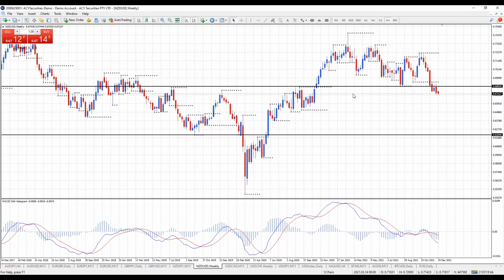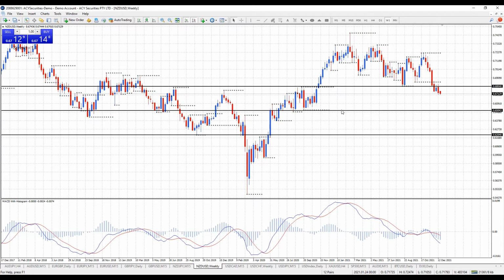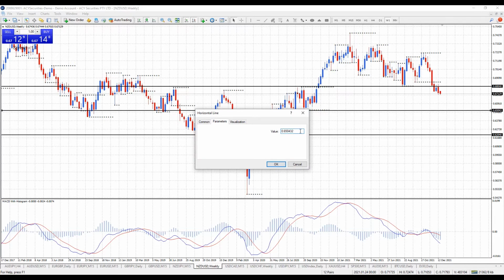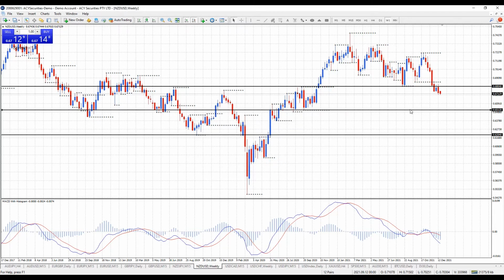Weekly, let's put in support and resistance first. This is support 65.12. This is my shorter term target at the moment, 65.12. Weekly support there. And really weekly resistance is same as monthly resistance here at 68.04.